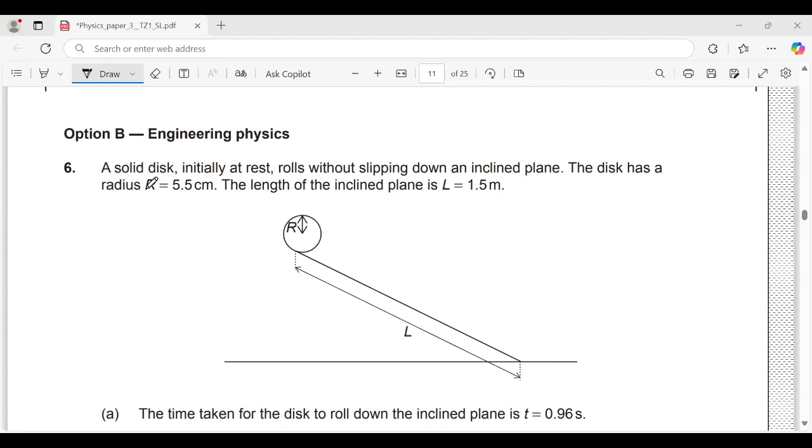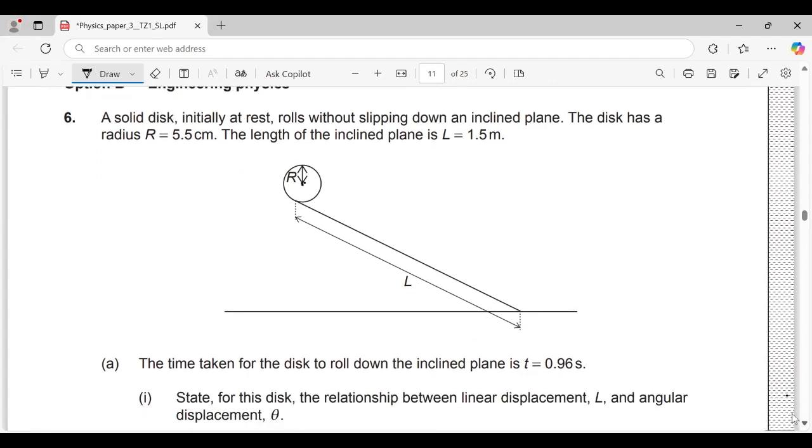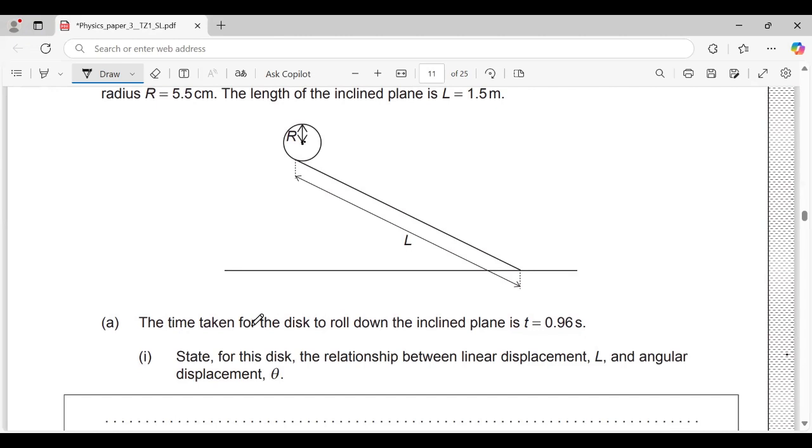Number 6. A solid disk initially at rest rolls without slipping down an inclined plane. The disk has a radius of 5.5 centimeters. This is the radius from the center of the disk. The length of the inclined plane is 1.5 meters, L. The time taken for the disk to roll down the inclined plane is t equals 0.96 seconds. State for this disk the relationship between linear displacement L and angular displacement theta.